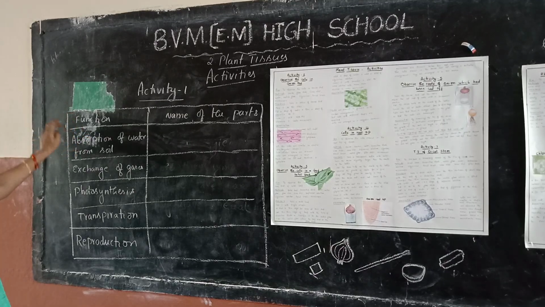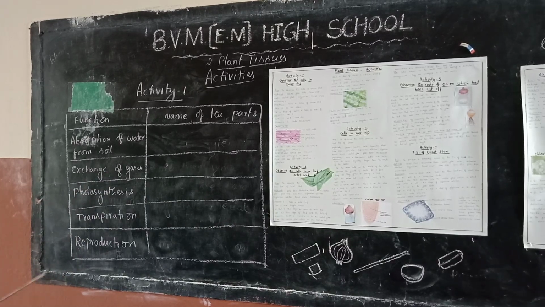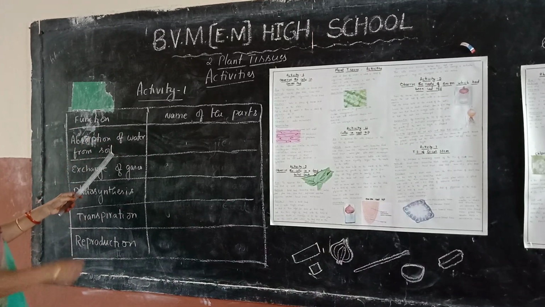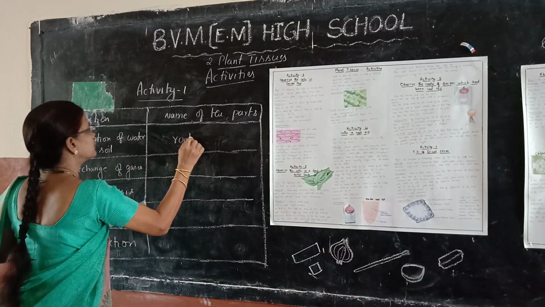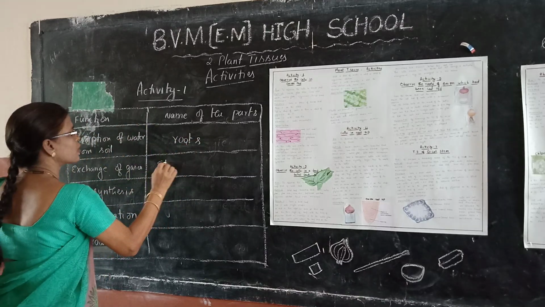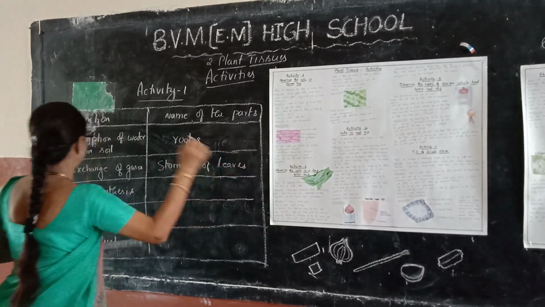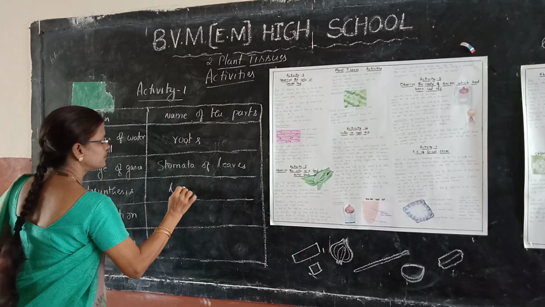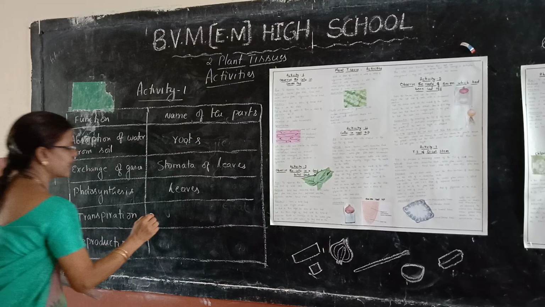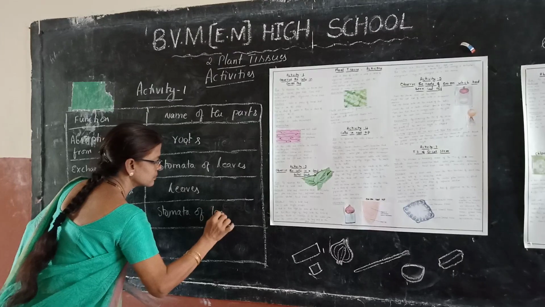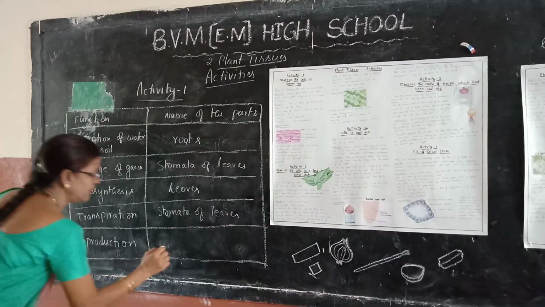First activity: absorption of water from the soil, exchange of gases, photosynthesis, transpiration and reproduction. Which parts are responsible for these? Absorption of water from soil, roots. Exchange of gases, stomata of leaves. Photosynthesis, leaves. Transpiration, stomata of leaf. Reproduction, flower.